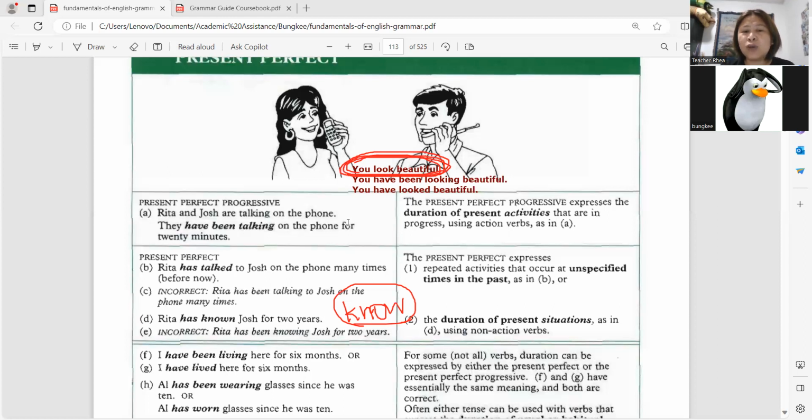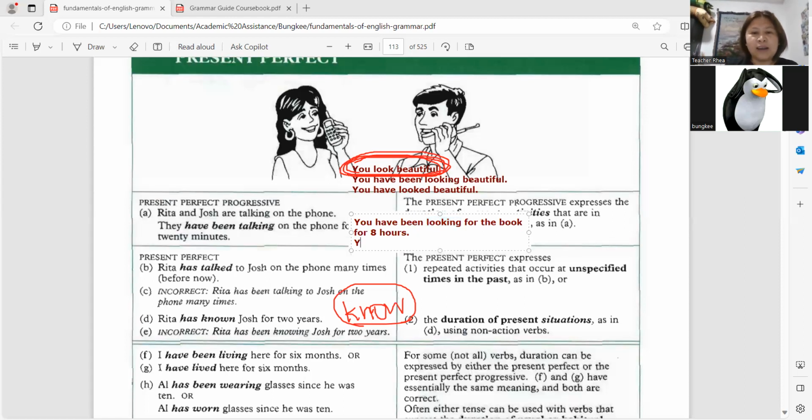But when we say you have been looking for the book for 8 hours, this one, look here, is an action. It is an action verb. You use your eyes to look for the book because it's lost, right? You cannot find your book for 8 hours. So you have been looking for it for 8 hours. In this sentence, you can use the present perfect progressive.